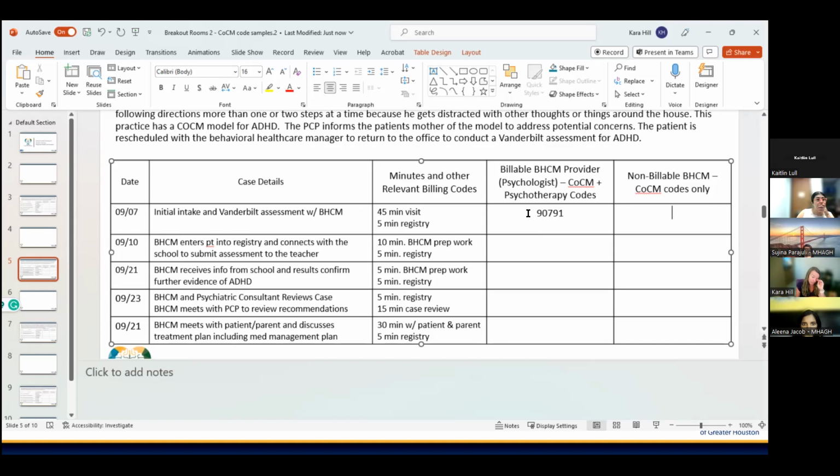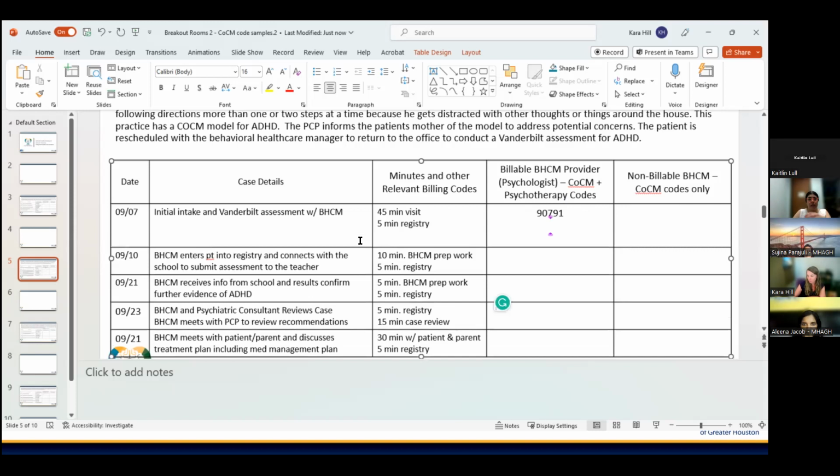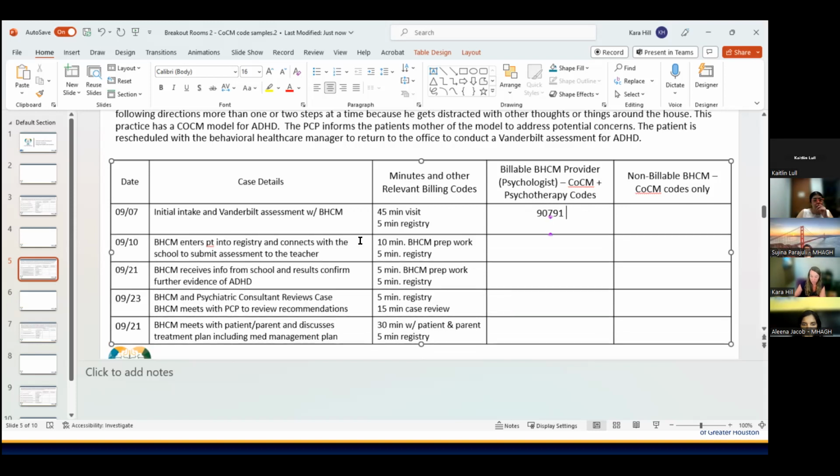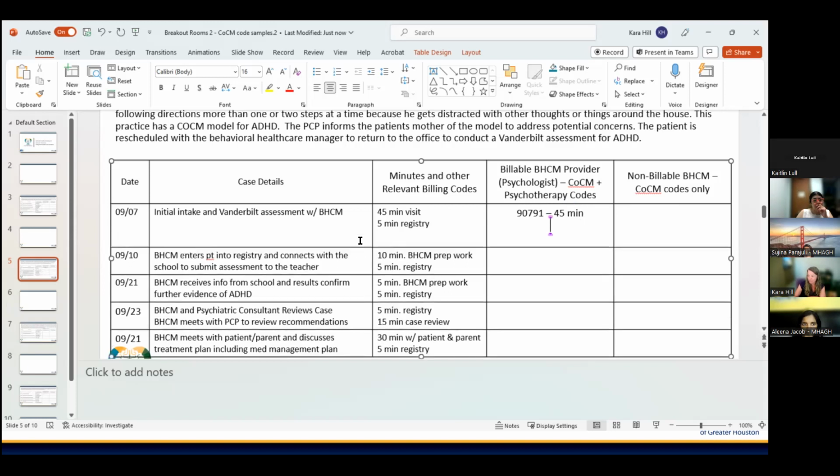I just want to make sure, and I apologize. I know this had to do with your challenge of screen sharing. For this one, would you have put in a 90791? And what's the first month code for 45 minutes? 99492, at 45 minutes, right? Okay. Yeah, I guess that makes sense then.